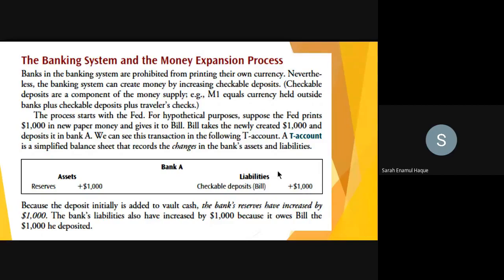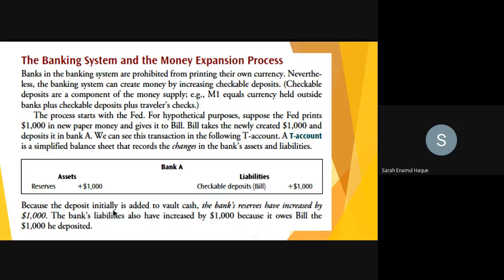But why is this a liability? This is a liability because the bank has to pay this back to Bill anytime. This is not the bank's property, this is Bill's property. But at the same time, the reserves of the bank have increased because now the bank has extra money. It has an extra 1,000 taka, or dollar, right? So that's why the reserves will also increase by $1,000.